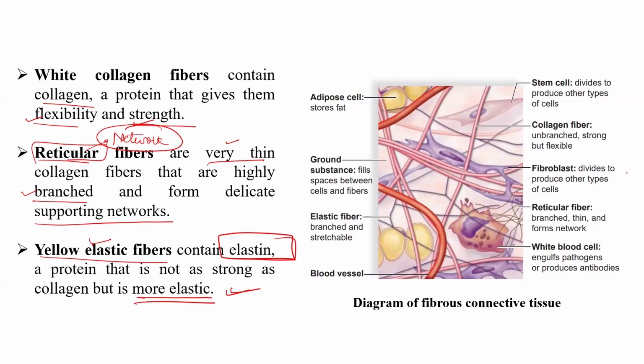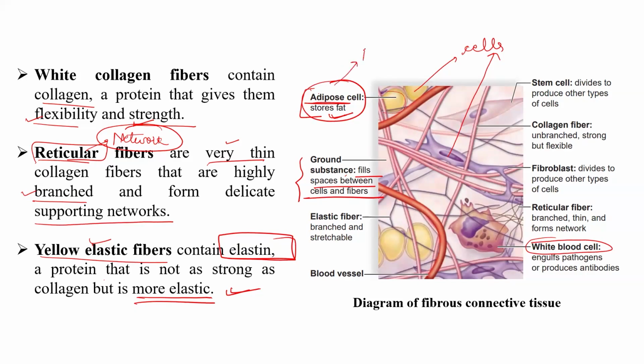So this is a general basic diagram of the fibrous connective tissue. Along with fibrous connective tissue, some other components are also shown here, like the white blood cell, which is a part of fluid connective tissue. The adipose cells are a component of connective tissue, and their function is to store fat. The main thing I want you to see here is the ground substance. It is the substance that fills the spaces between the cells and the fibers. These are the different cells that are present, and you can see the structure is different.